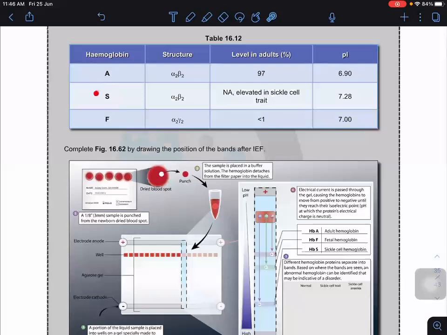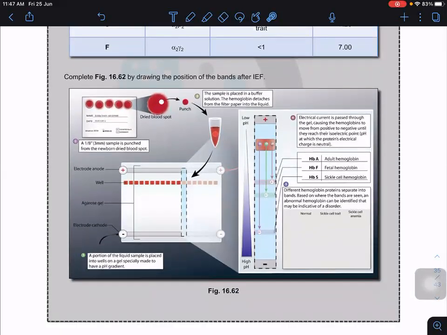How about hemoglobin S? Hemoglobin S is also alpha 2, beta 2, but this one is for the sickle cell patient. In normal adults, you won't have it, but in sickle cell trait, yes, it's elevated. And the pI now is 7.28. Then we have the fetal hemoglobin. It's very, very little in our body, with 2 alpha and 2 gamma at pI equal to 7.